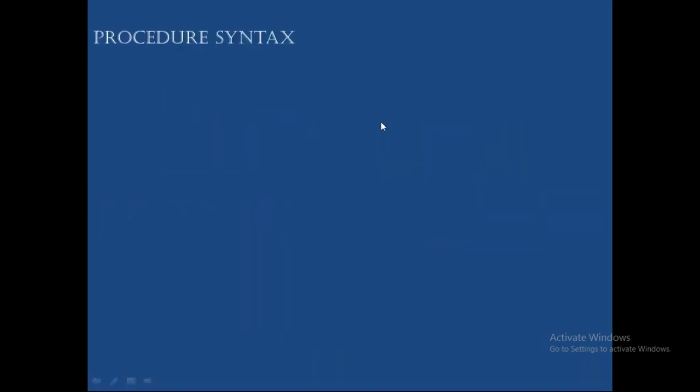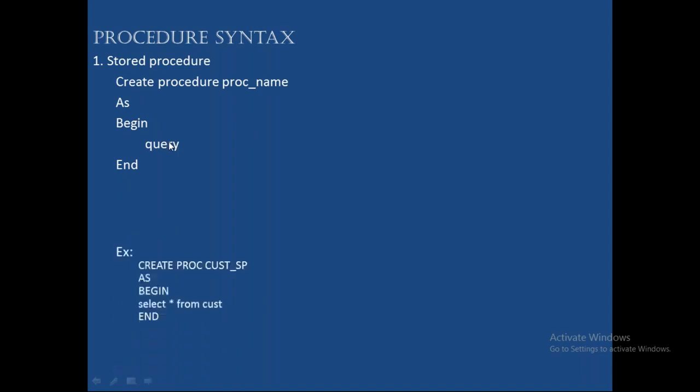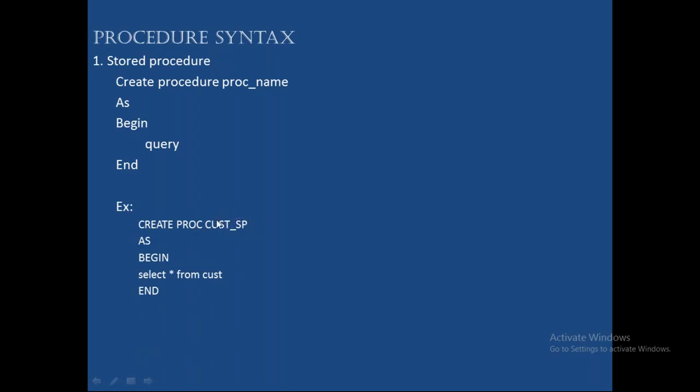Fine. See, okay, procedure syntax you can see here. Stored procedure: create procedure, procedure name as begin end. This is the query. With this example, you see here, create procedure cust underscore sp. This is the stored procedure which I am creating on the customer table. As begin end is the syntax. You see here, select star from cust. This is the query I am going to put inside my stored procedure.